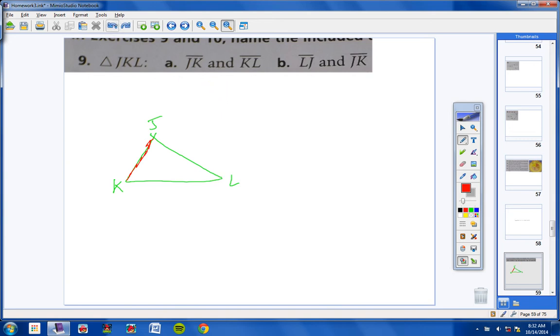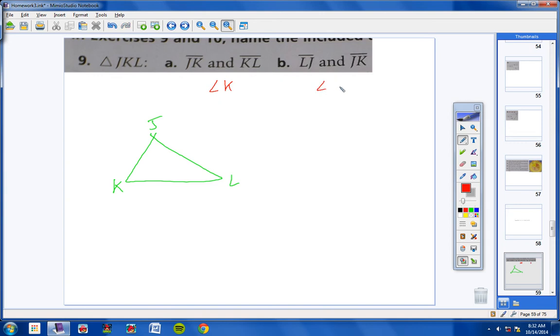Okay, angle K. All right, now for letter B, they want to know the included angle for LJ and JK. Well, the included angle would be this angle here where the two sides meet, so the answer would be angle J. All right, angle J.